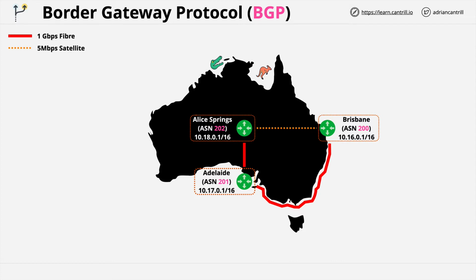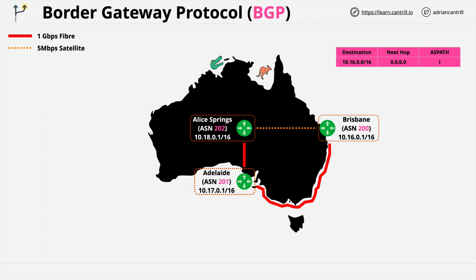BGP at its foundation is designed to exchange network topology, and it does this by exchanging paths between autonomous systems. So let's step through an example of how this might look using this network structure. And we start at the top right with Brisbane, and this is how the route table for Brisbane might look at this point. The route table contains the destination. In this case, we only have the one route, and it's the local network for Brisbane. The next column in the route table is the next hop, so what IP address is needed as the first or next hop to get to that network.